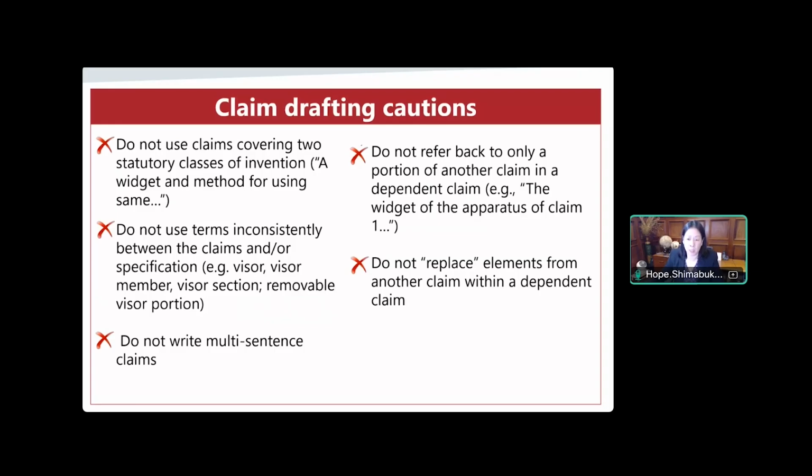Remember, a claim is one sentence. Do not refer back to only a portion of another claim in a dependent claim. So for example, the widget of the apparatus of claim 1. Okay. And finally, do not replace elements from another claim within a dependent claim.